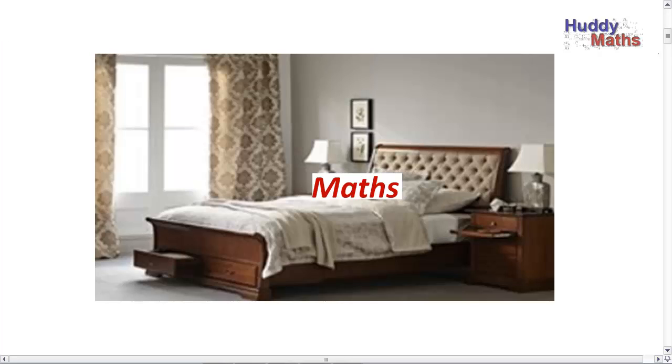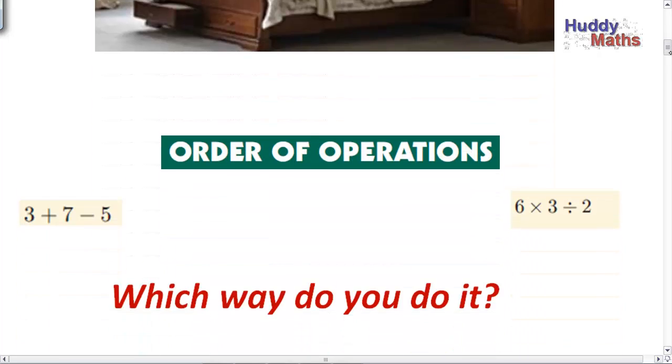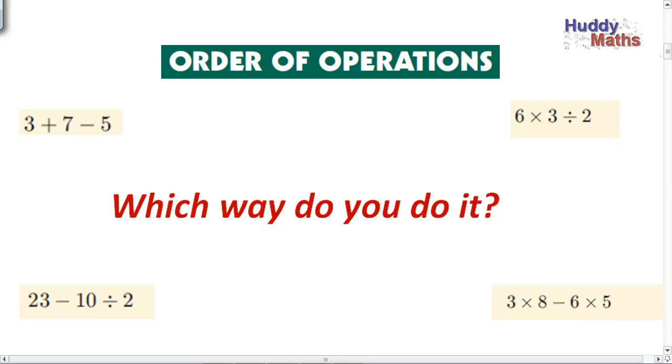Don't think so. Maybe it's got something to do with operations in maths. Which way do you do it? Like this. Does it matter whether you add up the 3 and the 7 then take 5, or could you take the 5 away from 7 first? What about this one over here? Do you multiply these first and then divide, or could you divide these first and then multiply by 6? Which way do you do it is the burning, red hot burning question there.